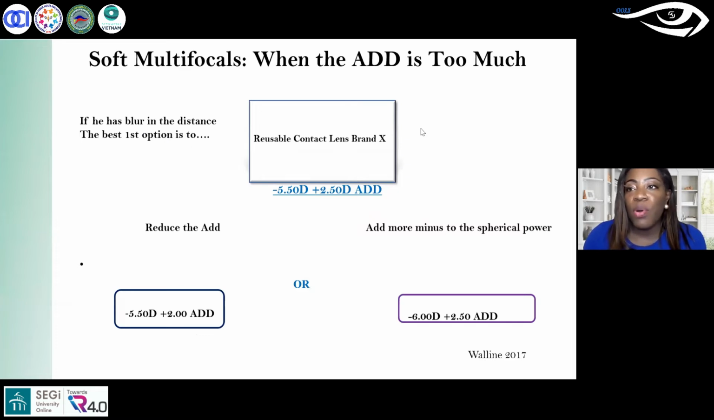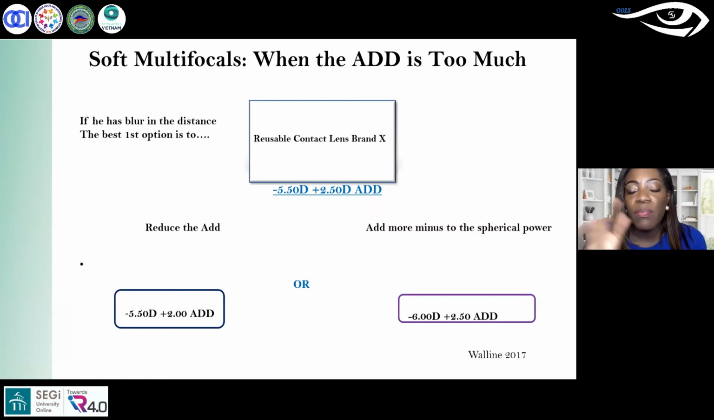So here's another poll that we're going to pull up after I go through what happened with my patient. I picked a reusable lens for him, and here is the power: minus 550, a plus 250 add. But he did have some blur in the distance. So what would be the next step? Should I reduce the add for him, or should I add more minus to that sphere power?